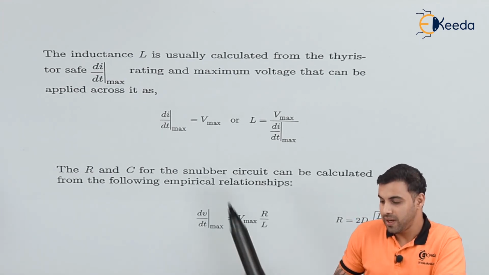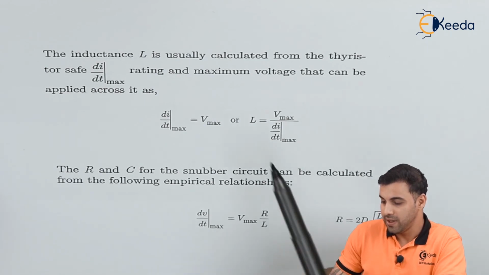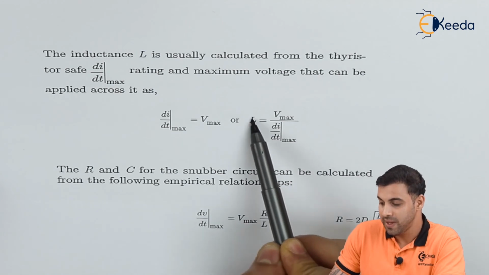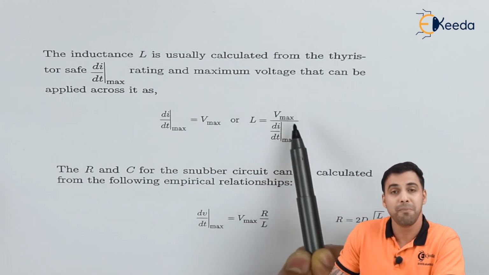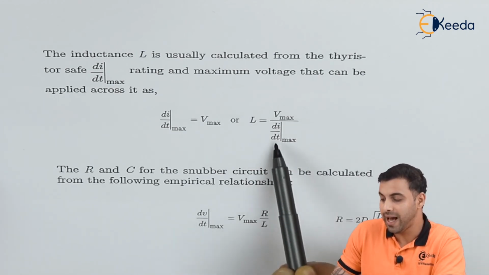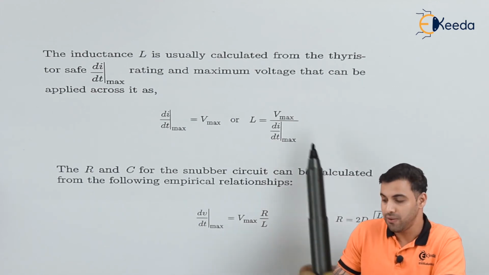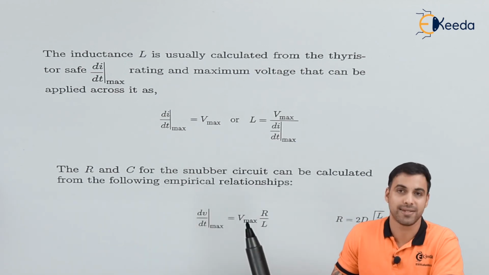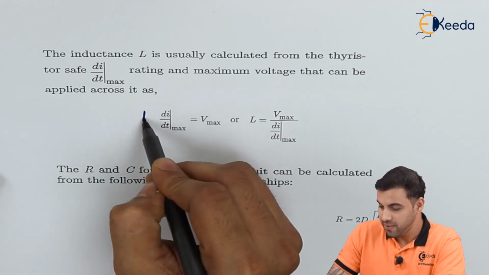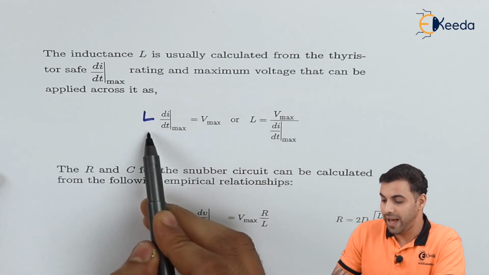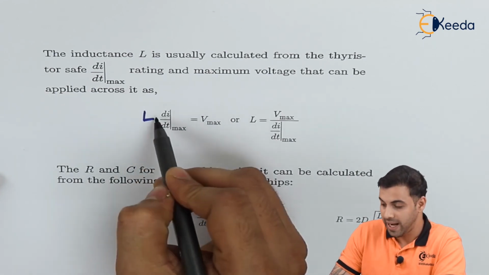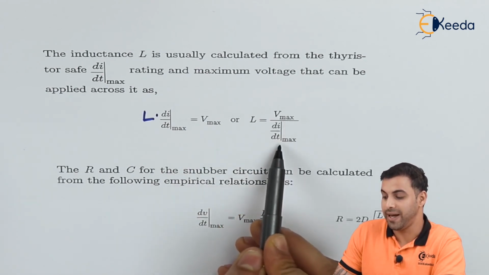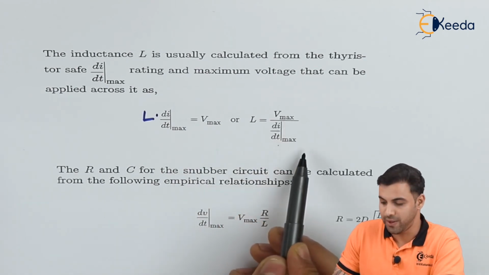Now, here, if we apply the same method, we get to this result: L is equal to V max divided by di by dt max, because V max will be equal to L into di by dt max. So here, V max will be equal to L into di by dt max, and L becomes V max divided by di by dt of maximum value.